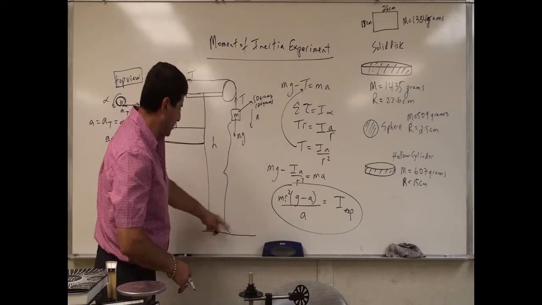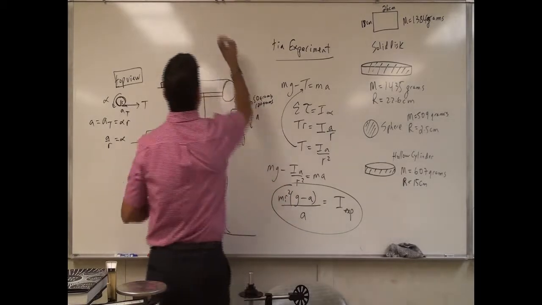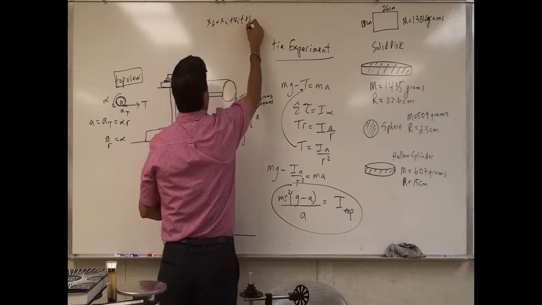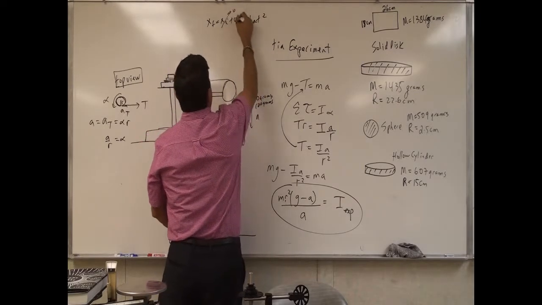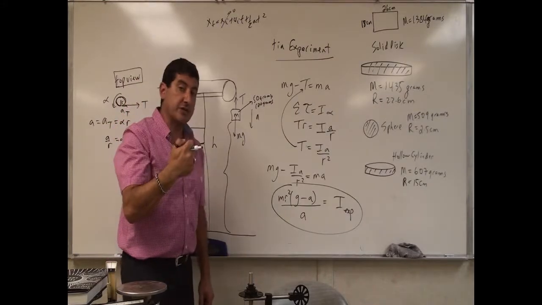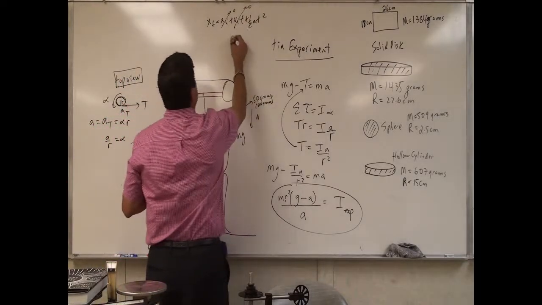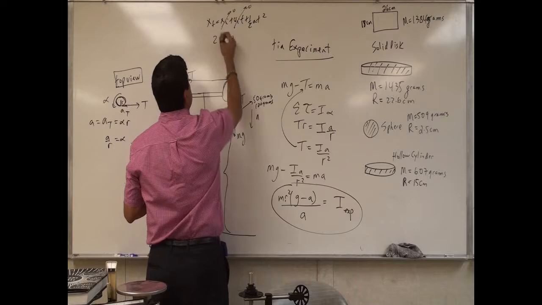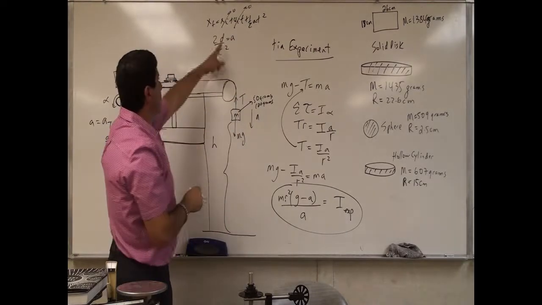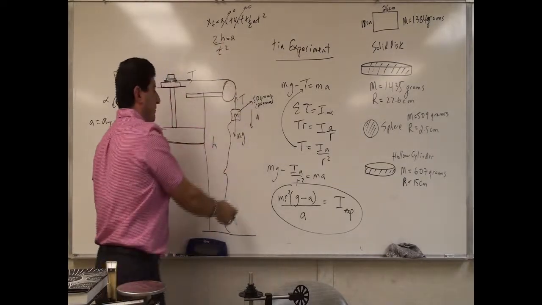Since the height of the falling object is h, we have x final is equal to x initial plus v initial t plus half a t squared, right? V initial is going to be 0 because I'm going to let go of the object at the same time I start the timer. So then my a is going to equal twice the distance that it travels divided by the time squared. That's the experimental acceleration. And the distance that it travels is simply equal to h, the height of the falling object, right?